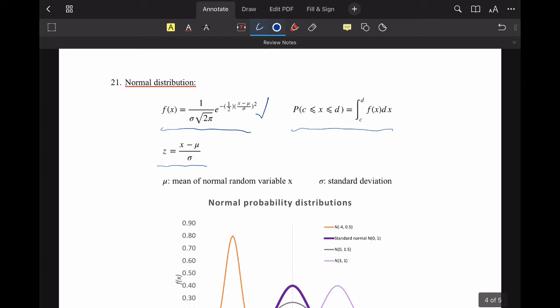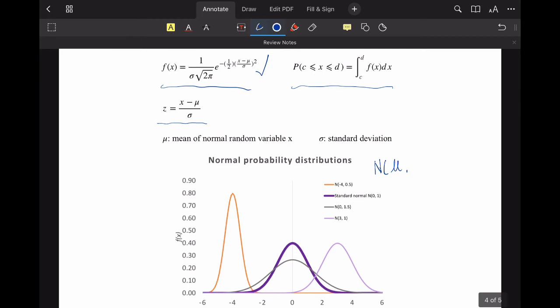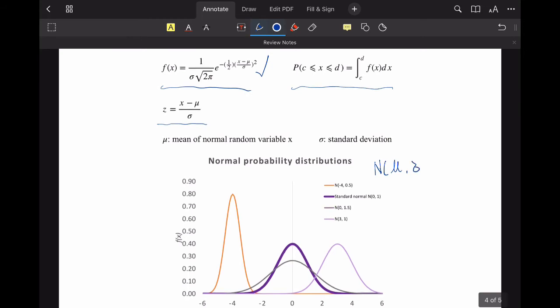A distribution with this kind of function is the normal distribution. And you have seen this graph in class, right? The normal distribution we usually represent with N, and here is mu, and this is not c, sorry, should be sigma. Is it delta or sigma? It should be sigma. It's the standard deviation. This is how we represent the normal distribution.